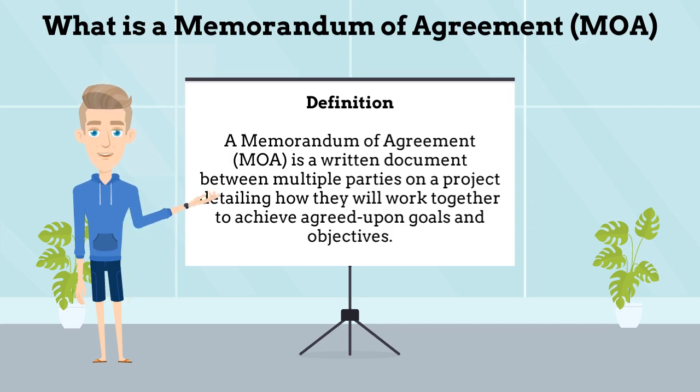Definition: a Memorandum of Agreement is a written document between multiple parties on a project detailing how they will work together to achieve agreed-upon goals and objectives. An MOA is more formal than a verbal agreement but less formal than a contract. Organizations can use an MOA to establish and outline collaborative agreements, including service partnerships or agreements to provide technical assistance and training. An MOA may be used regardless of whether or not money is to be exchanged as part of the agreement.